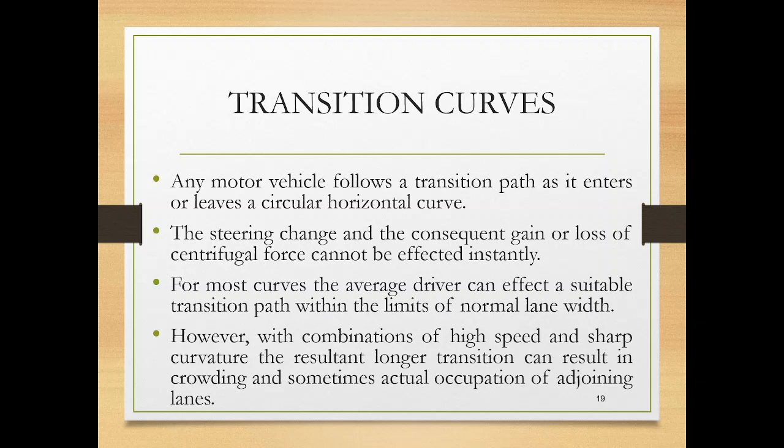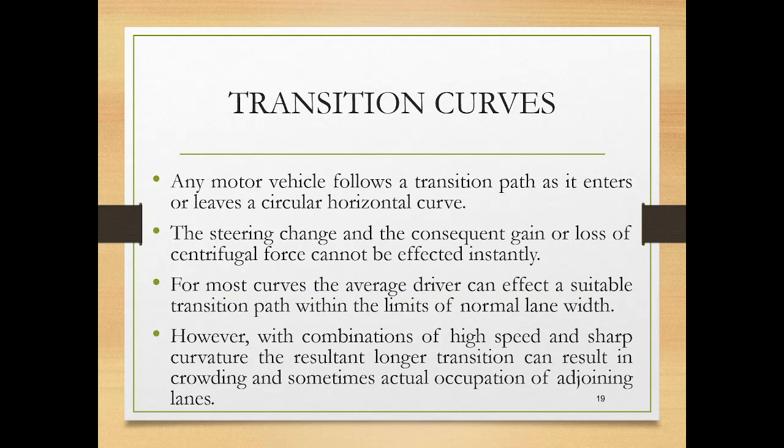For most curves, the average driver can effect a suitable transition path within the limits of normal lane width. That is why, if your design speed is lesser than 80, most of the drivers can effect a suitable transition path within the constraints of the normal lane width. So you don't want to have another transition curve. That is why we don't employ.